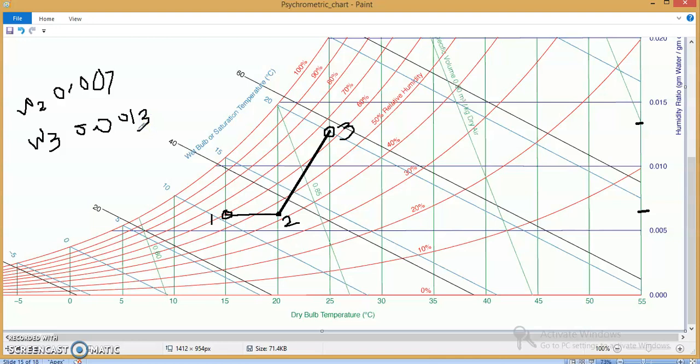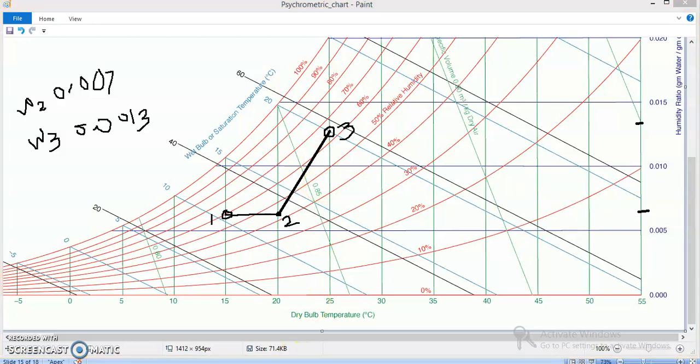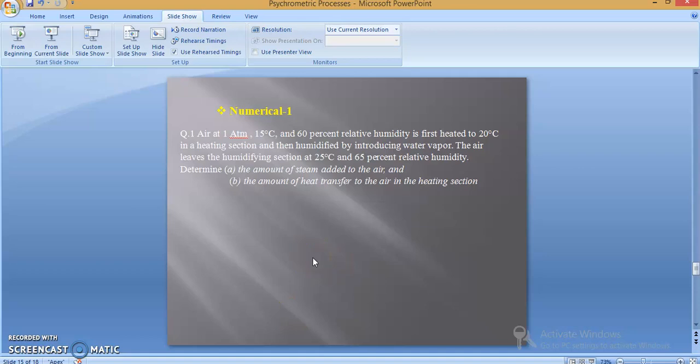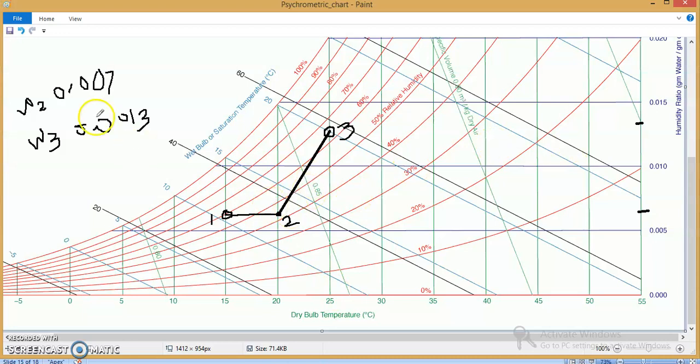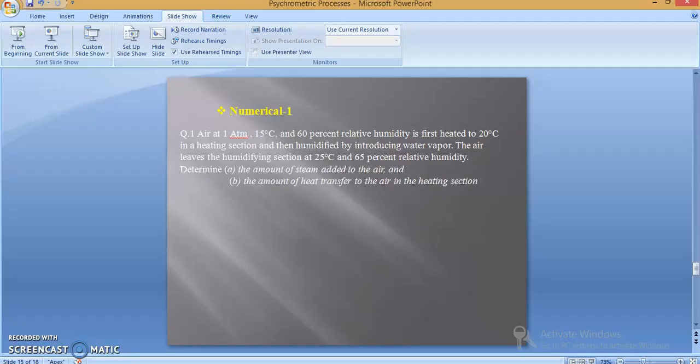So by subtracting, omega 3 minus omega 2 gives you the amount of moisture added during the humidification process. So the amount of steam or moisture added is omega 3 minus omega 2, meaning 0.013 minus 0.007, which comes to be 0.006 kg of water per kg of dry air. So the answer is 0.006 per unit mass of air.